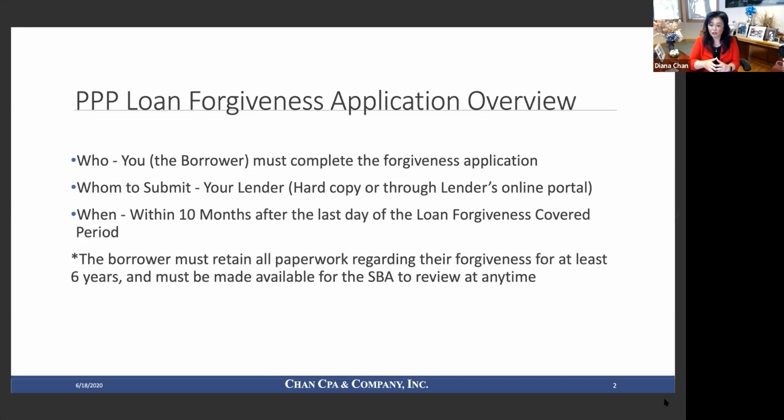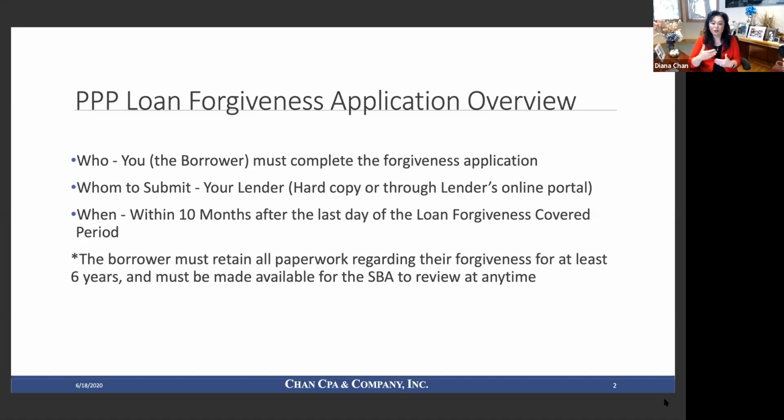When is it going to be due? You are going to have to prepare these forgiveness applications within 10 months after the date of the loan forgiveness covered period. Please keep that in mind, 10 months after the last date of the loan forgiveness covered period. Now, of as much importance as always, the borrower must retain all paperwork regarding their forgiveness for at least 6 years.